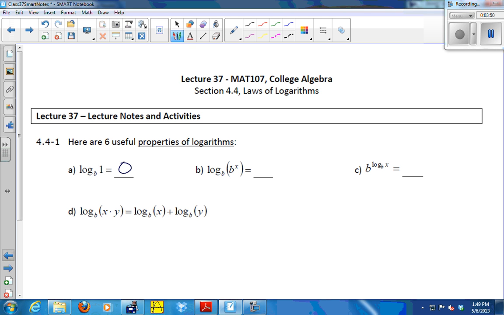How about log base b of b to the x? What's that going to be? It's just x, yep. The input is already written with b as the base, as b to something, so you just lift off the exponent and get x. All right, c is going to be b to the log base b of x. What do you think that one is? Close. That's a good guess.